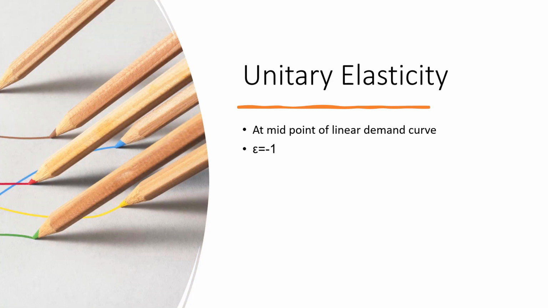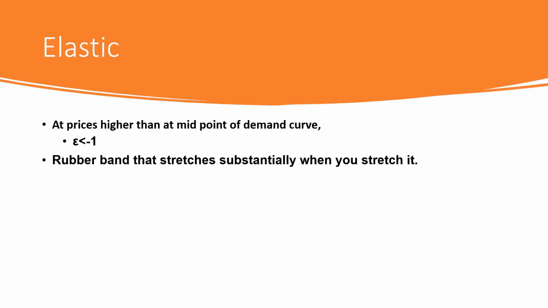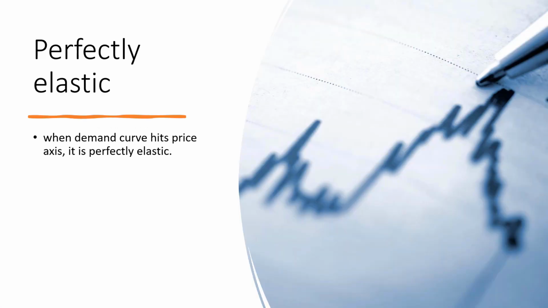After that we have unitary elasticity. It occurs at the midpoint of the linear demand curve where elasticity is equal to -1. After that we have elastic. At prices higher than the midpoint of the demand curve, elasticity is less than -1, like a rubber band that stretches substantially when you stretch it. After that we have perfectly elastic. When the demand curve hits the price axis, it's perfectly elastic.